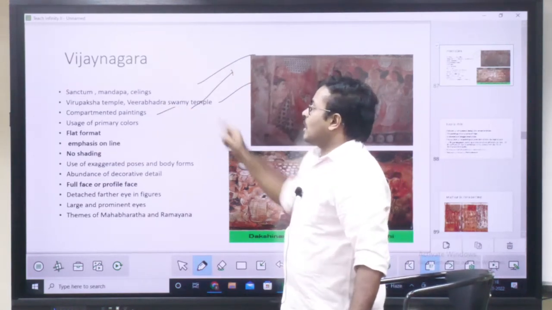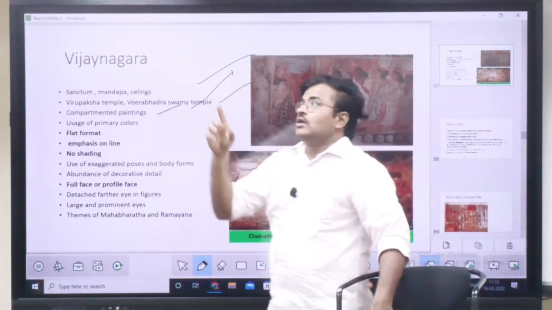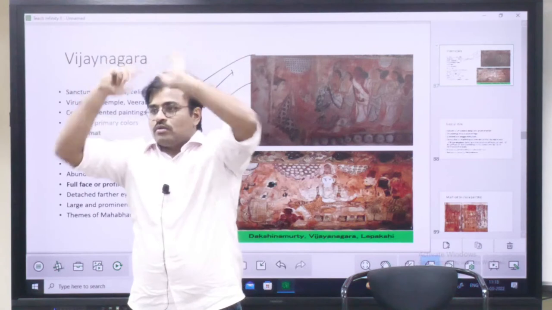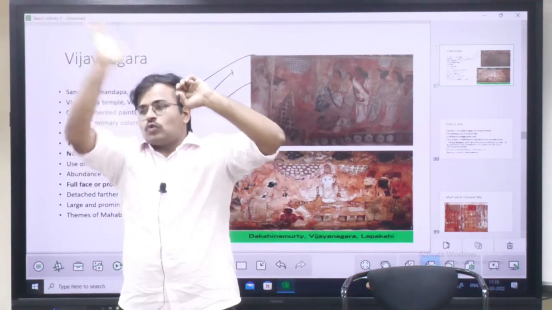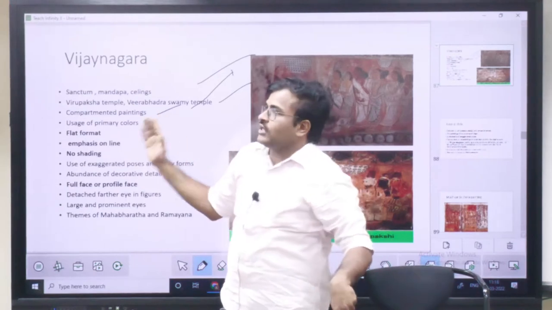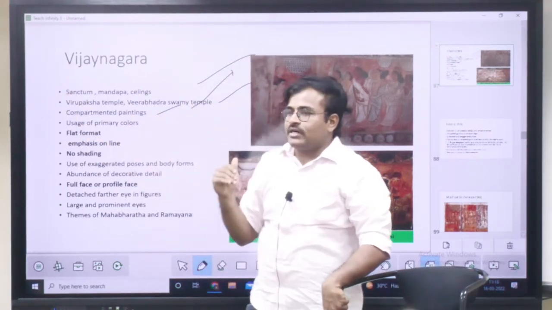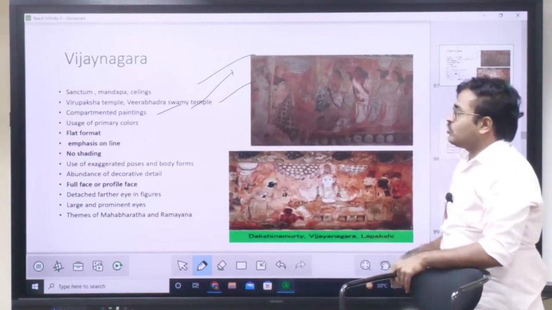Then compartmented paintings. Compartmented paintings means, let's suppose a ceiling is there. Here different boxes are drawn, and in each box one scene is drawn from mythology. Then it is known as compartmented painting. In Ajanta, we saw that the paintings flow continuously from one another. Here, the paintings are compartmented from each other. They usually use bracket compartments.